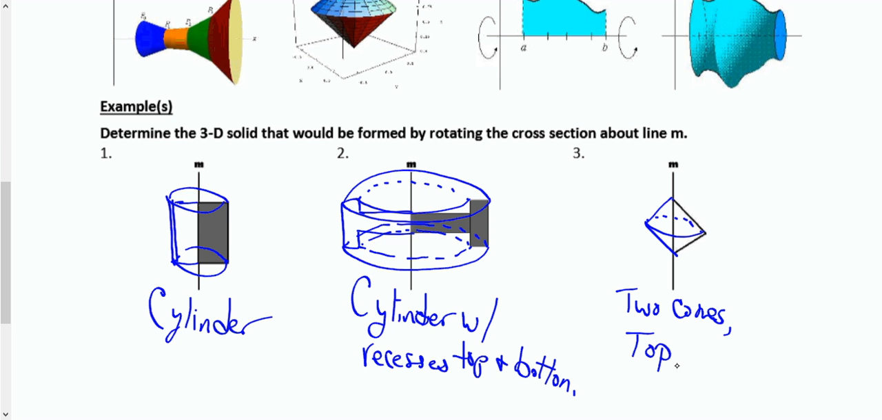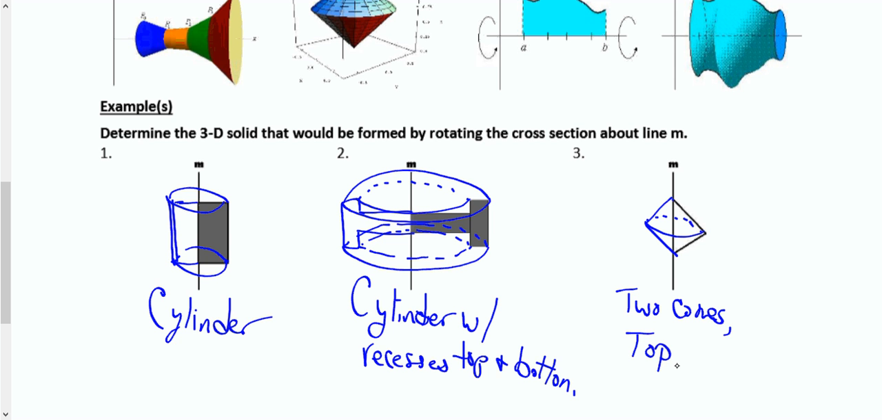What's a median? A median of a what? A triangle? Okay, who remembers where the triangle median is? If you have a triangle, the median goes from a vertex of the triangle to the midpoint of the other side.